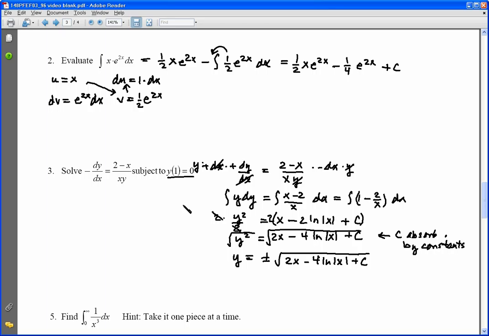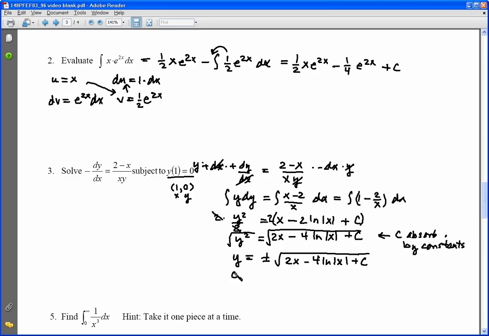y of 1 equals 0, so x is 1 and y is 0. So this is essentially the point 1 comma 0. This is your x, and this is your y. And here y equals 0. If the y was positive or the y was negative, then we could rule out and say which one of these we wanted to use. But here, since our y equals 0, we'll keep that plus or minus in there.